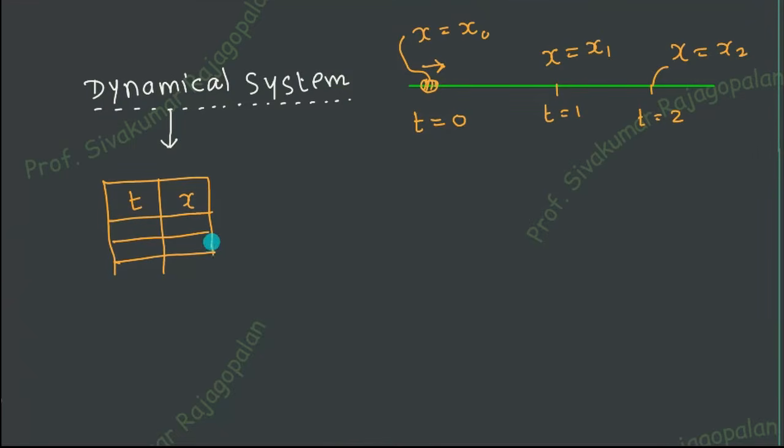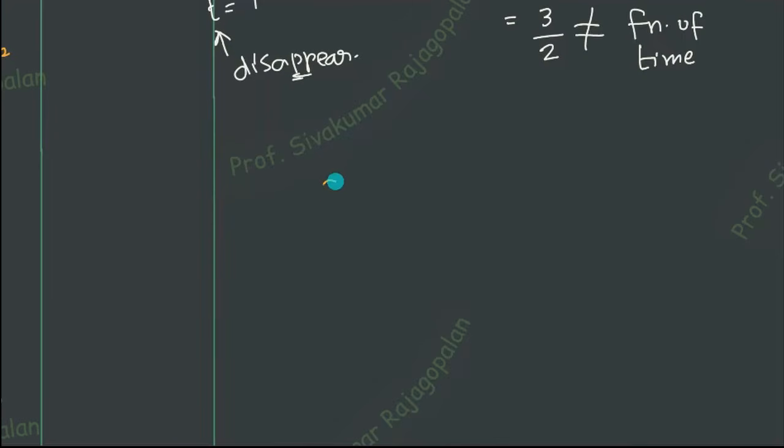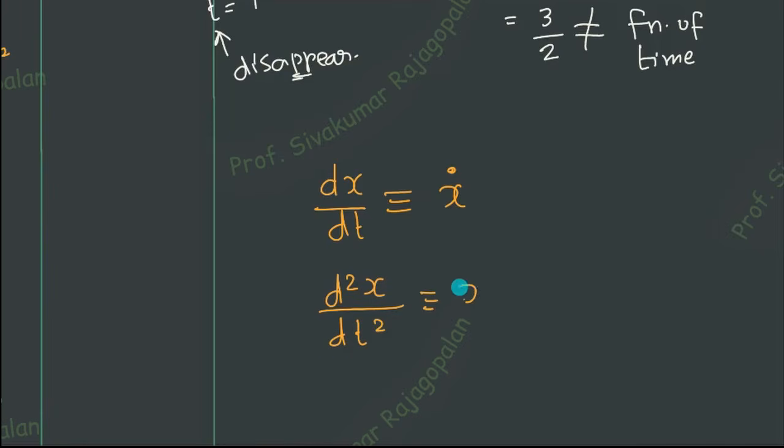In an experiment, that is what you do. At various times, you measure the position and then make the tabular column. dx by dt is denoted by x dot. So that standard notation you may be knowing already. Even otherwise, you can now make sure that this is what we are going to use. So this is the single dot and double dot notation we will be using. So this is, we say, velocity and acceleration.